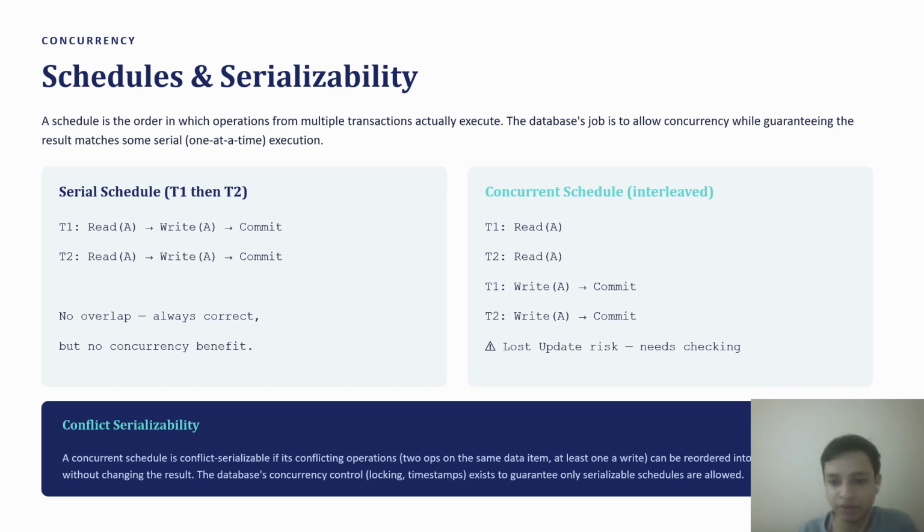Now we have read the definition of schedule. There is an example. Transaction one: read, write, commit. Transaction two: read, write, commit. No overlap. Correct. Now in a concurrent schedule, T1 read, T2 read, write, commit. Lost update risk, because when T1 writes and commits, T2 also writes the same data and commits. So it changes the data which T1 wrote, which is an anomaly we covered.